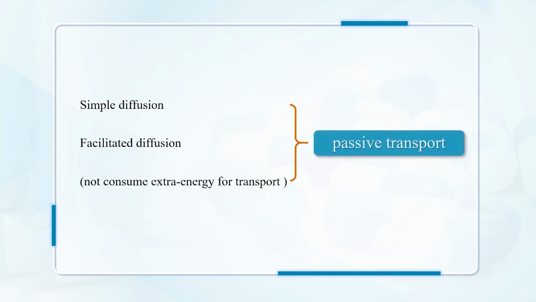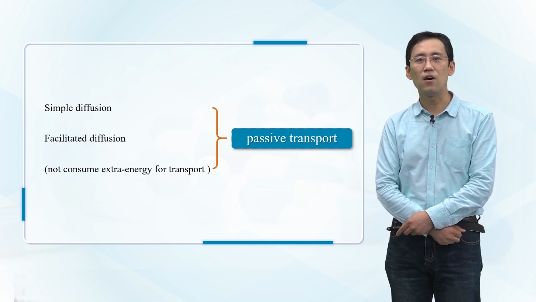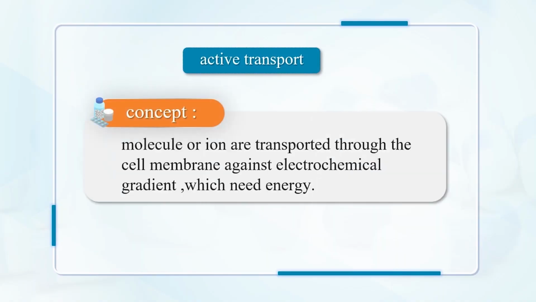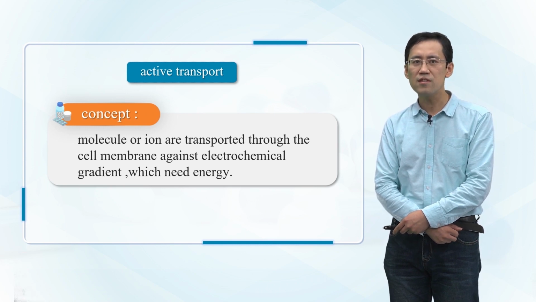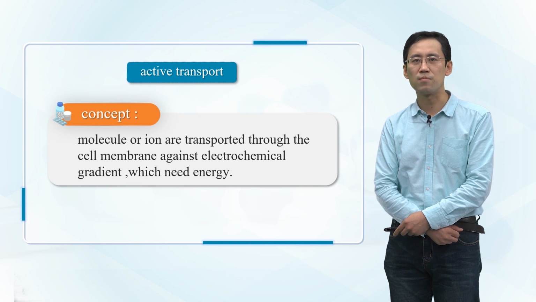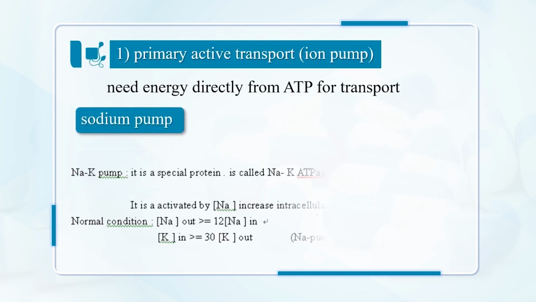Simple diffusion and facilitated diffusion do not consume actual energy for transport, and are called passive transport. Let's see the active transport, which will consume energy. Molecules or ions are transported through the cell membrane against the electrochemical gradient, which needs energy. This is the concept of active transport. The key point compared to passive transport is whether it consumes energy.